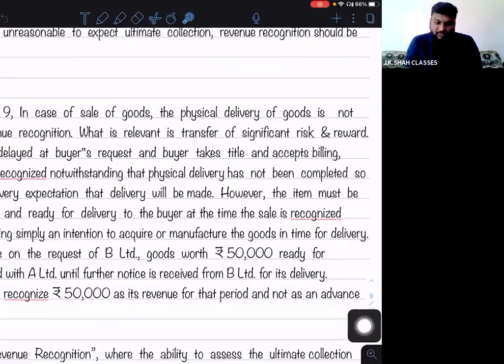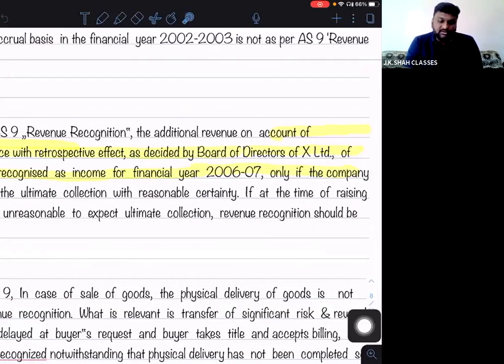Sorry, it was question number 4, if I'm not wrong. Yes. As per para 10 of AS9, so the para number is not required again.